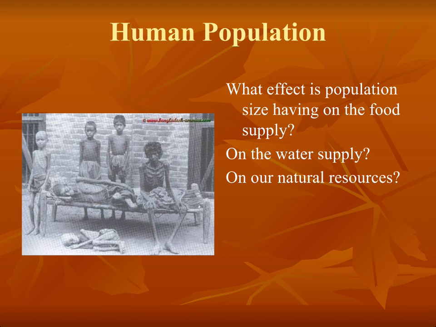All right, good. On your paper, I think we are now at number 20. What effect is population size having on food supply? If the population size grows, what happens? Less food. And if the population declines, you're going to have more food. More population, less available water as well.